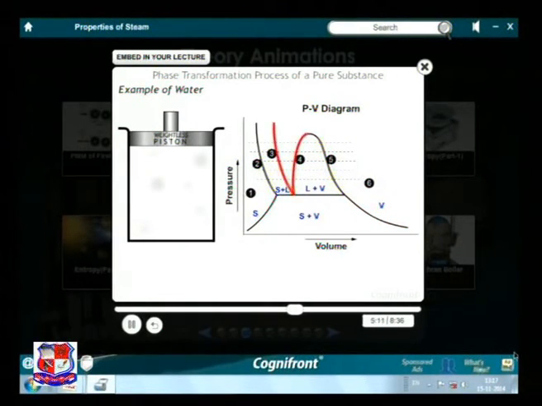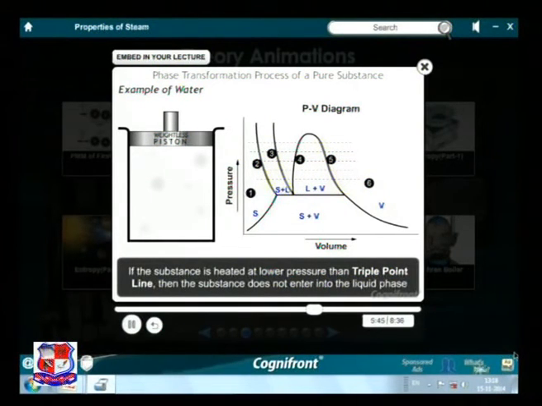Now observe that the saturated liquid line and saturated vapor line incline towards each other and form a junction point. This junction point is known as the critical point. Note that the line at which all the three phases, that is solid, liquid and vapor, exist is known as the triple point line.